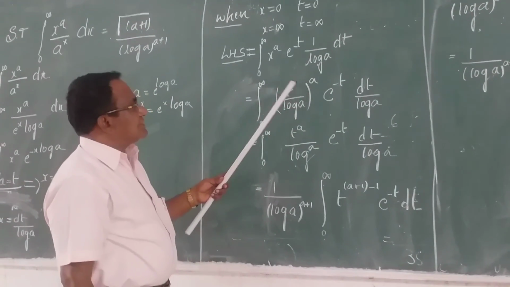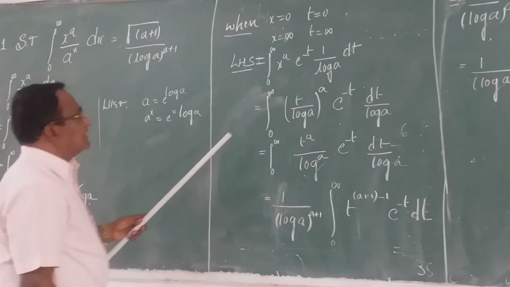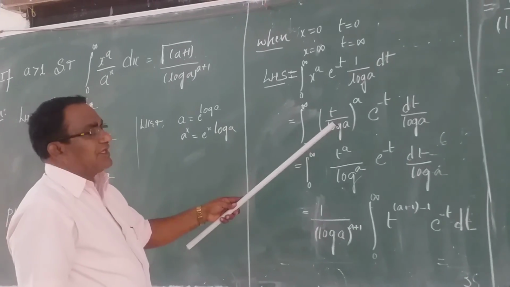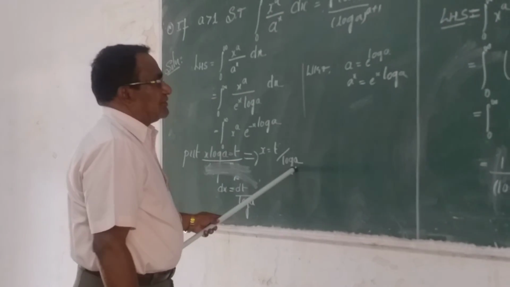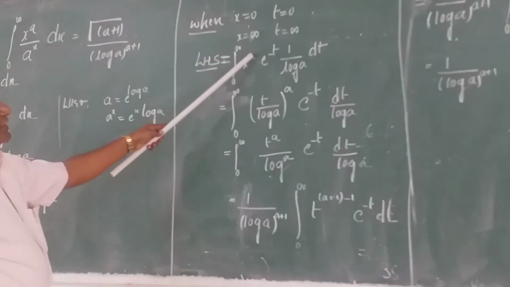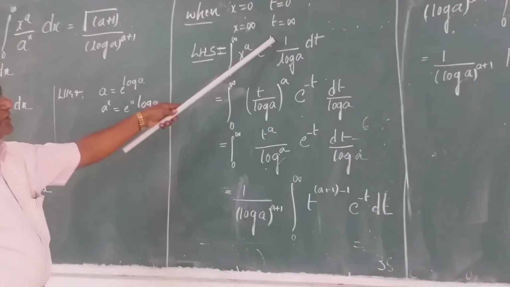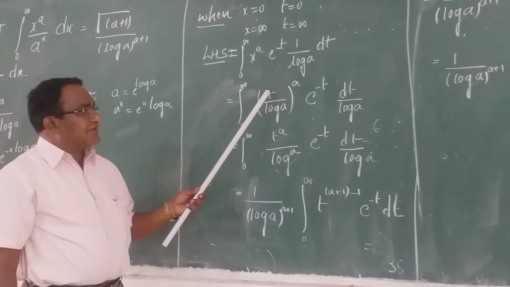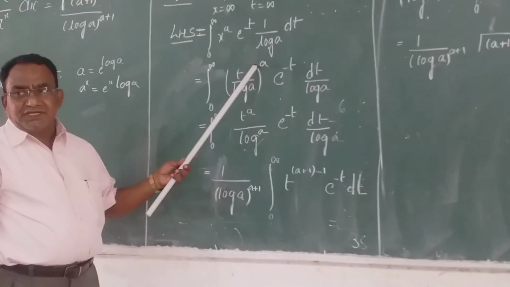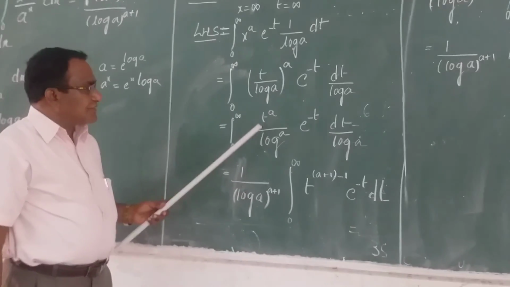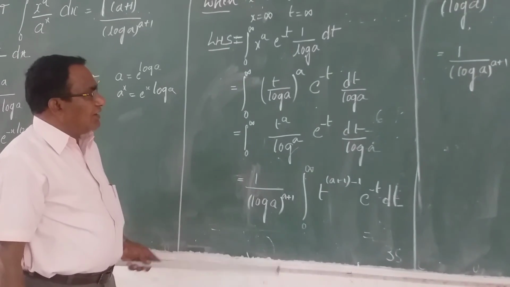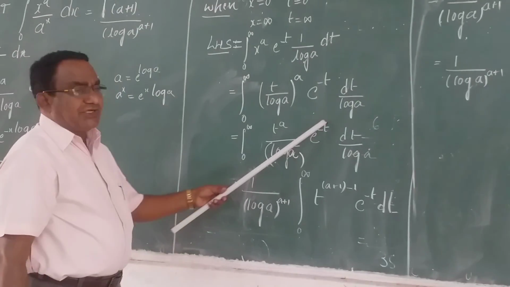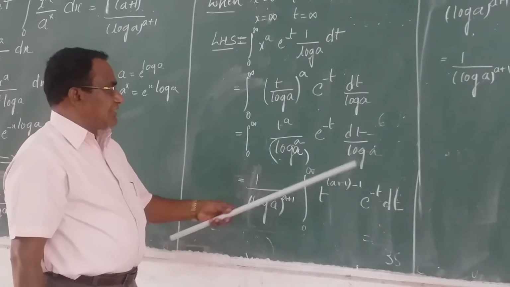Here you can write this x to the power a as t by log a whole to the power a, because we have taken x is equal to t by log a. You write it as it is, into e to the power minus t into dt divided by log a. And now this is of the type a by b whole to the power m, which is a to the power m by b to the power m. So it is t to the power a divided by (log a) whole to the power a, into e to the power minus t into dt divided by log a.